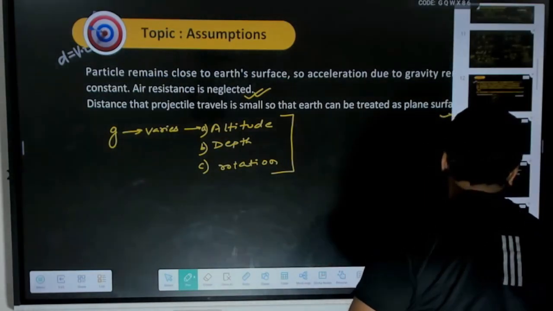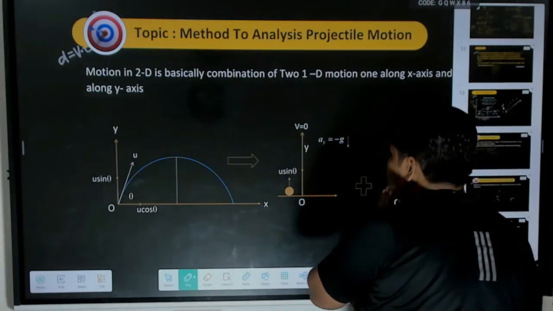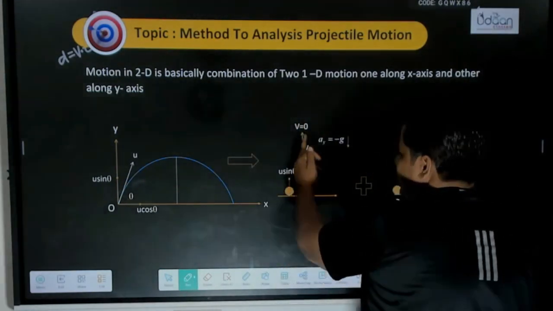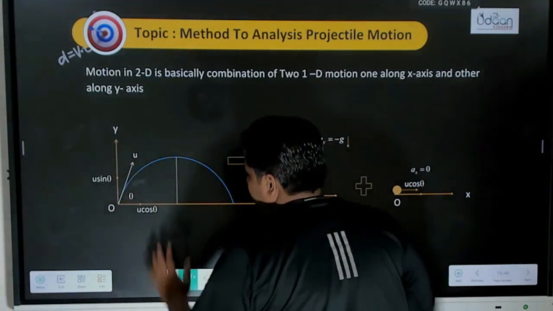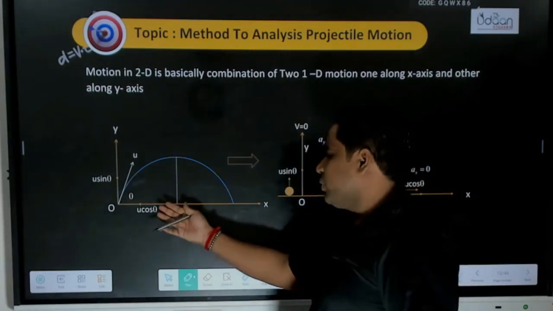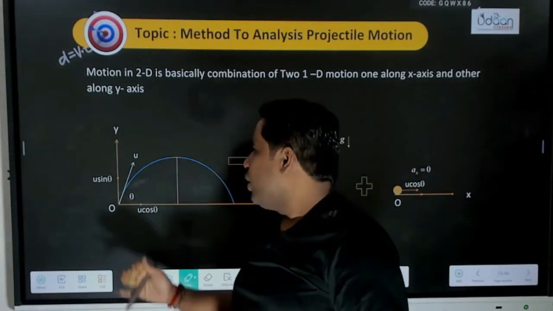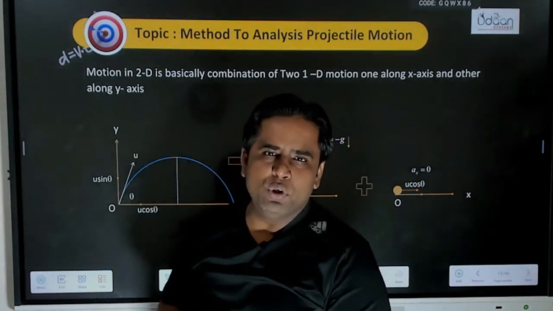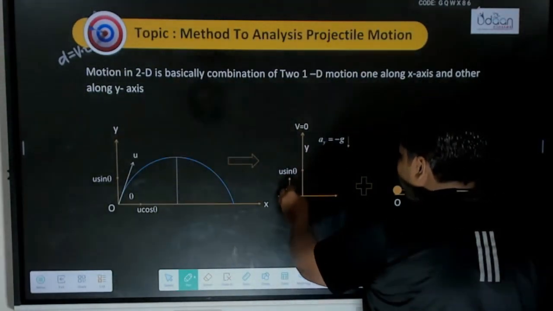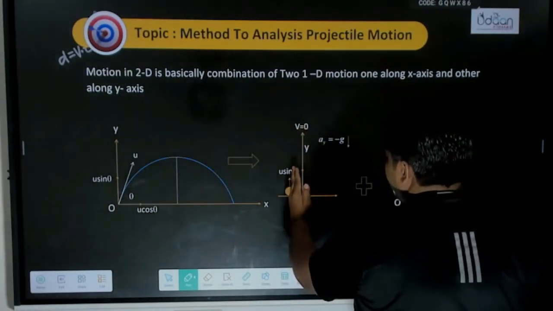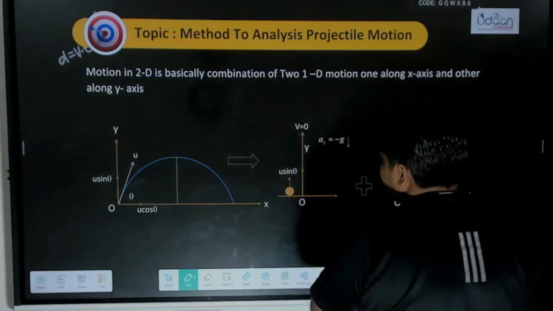Now let us move to the next point. Method to analyze projectile motion. See, here on this side it is u sin theta. Why? Because this is the initial velocity, and the initial velocity is projected at some angle theta. So if you split it, on the x-axis you will find the value of initial velocity to be u cos theta. On the y-axis, you will find the value of it to be u sin theta. At some point, the value of velocity on the y-axis becomes 0. That will give you the maximum height.